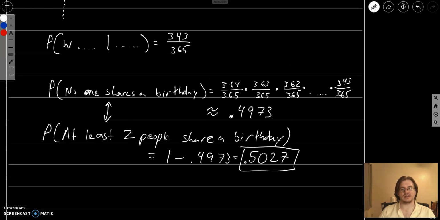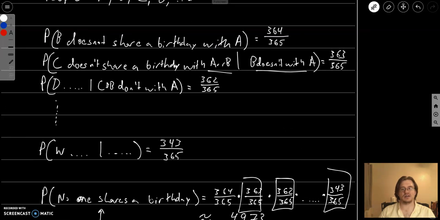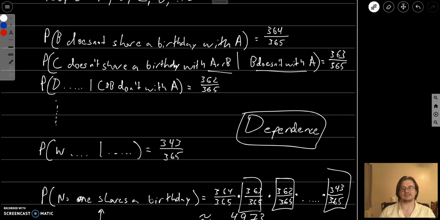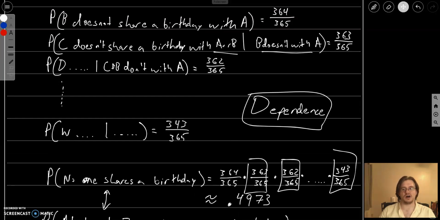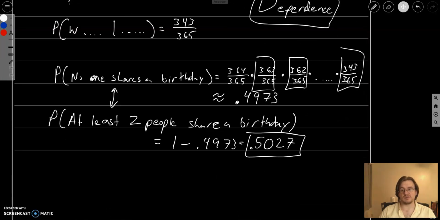But one thing that's important is these probabilities change depending on if B shares a birthday with A or if B doesn't share a birthday with A. So all of this is because of dependence. If B shared a birthday with A, there's more days in the year that C could be born on. If B doesn't share a birthday with A, now there's fewer days that C could be born on to still avoid those birthdays. So all of this depends on the previous people not sharing birthdays.